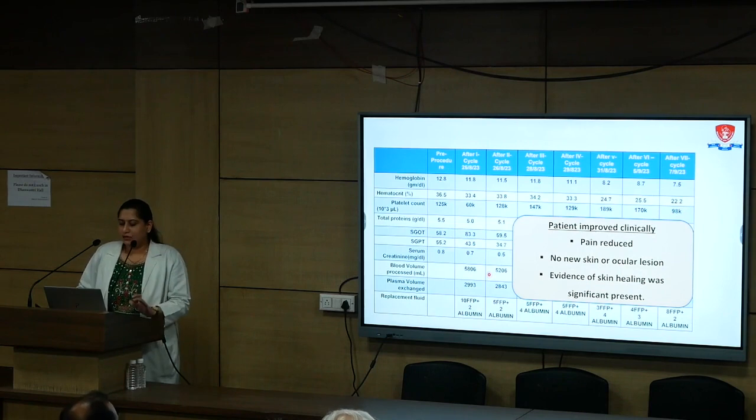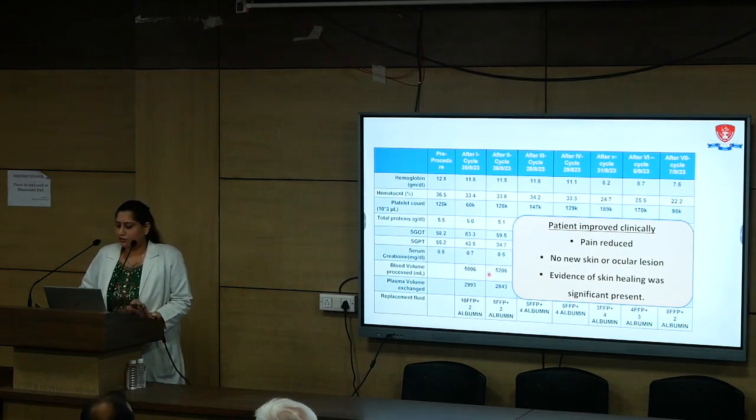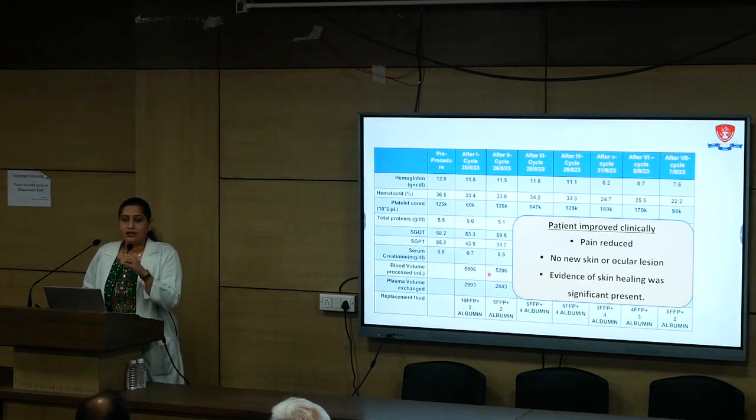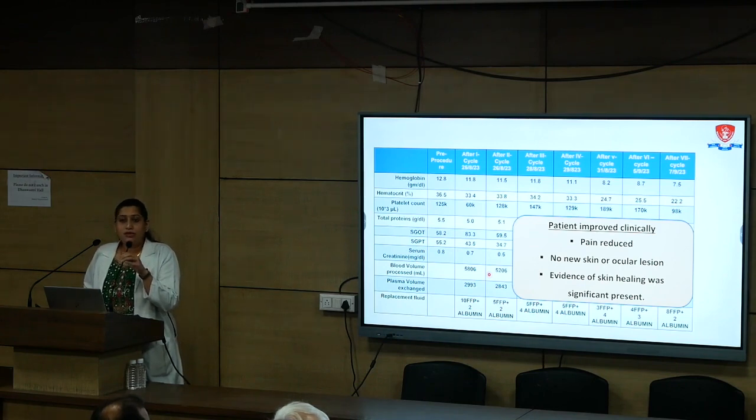So this was the table summarizing the basic investigations and procedural details for each cycle of therapeutic plasma exchange. After 7 cycles of plasma exchange, the patient improved clinically. Pain was reduced. There was no new skin or ocular lesion seen. Also, there was evidence of skin healing.